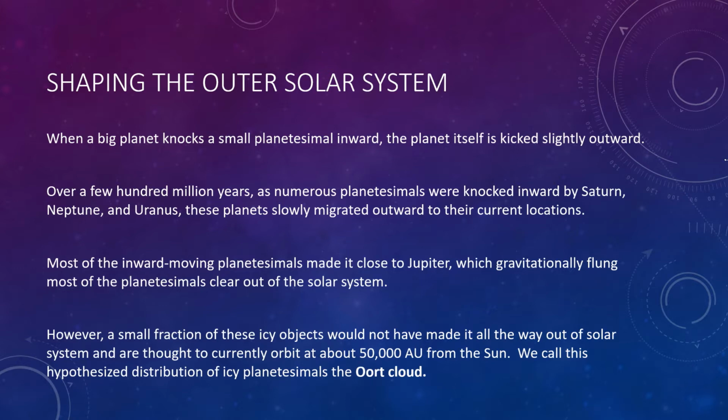With its much greater mass, Jupiter did not migrate inward very much, but it did gravitationally fling most of the planetesimals clear out of the solar system. However, a small fraction of these icy objects would not have made it all the way out of the solar system and are therefore currently orbiting at about 50,000 AU from the Sun. These planetesimals would be very loosely bound to our Sun, and gravitational deflections from passing stars would spread many of their orbits into a spherical halo. We call this hypothesized distribution of icy planetesimals the Oort cloud, which formed beyond the objects of our next topic, the Kuiper belt.